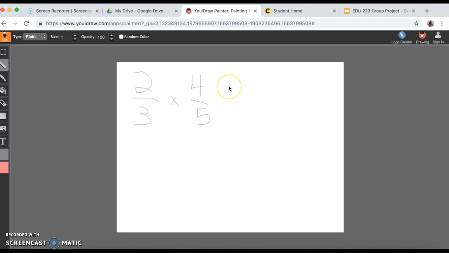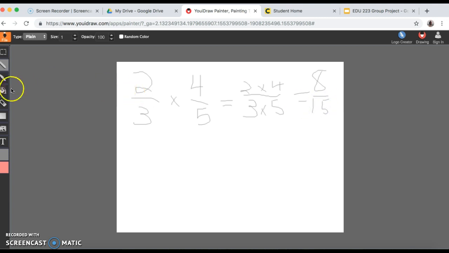So what we're going to do here on a multiplication problem, to make it real simple and easy, is to just split it up into two different equations. We're going to multiply the top together, and then multiply the bottom together. So this is going to get us our real simple answer. 2 times 4 is obviously 8, and 3 times 5 is 15. And that gets us the answer on this.